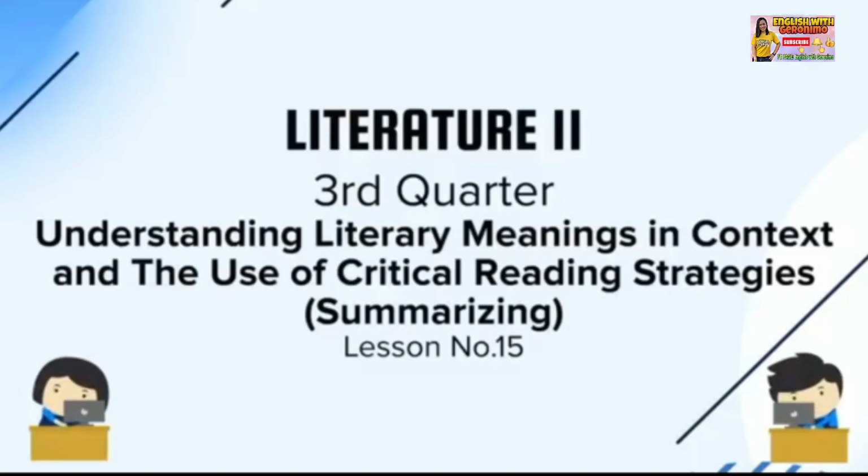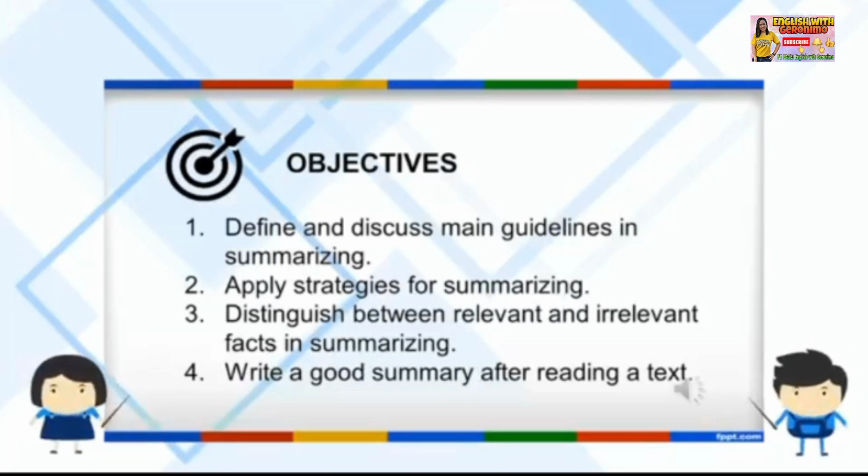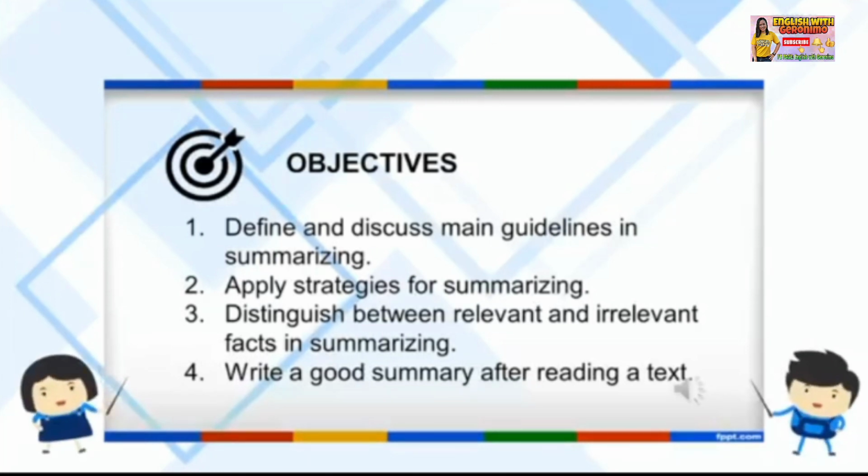Our topic is understanding literary meanings in context and the use of critical reading strategies using summarizing. After going through this module, you are expected to, first, define and discuss main guidelines in summarizing. Second, apply strategies for summarizing. Third, distinguish between relevant and irrelevant facts in summarizing. And finally, write a good summary after reading a text.